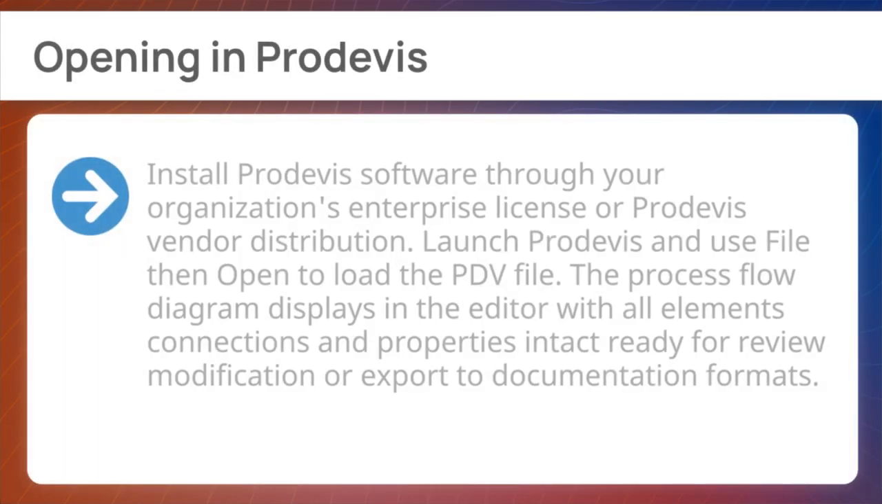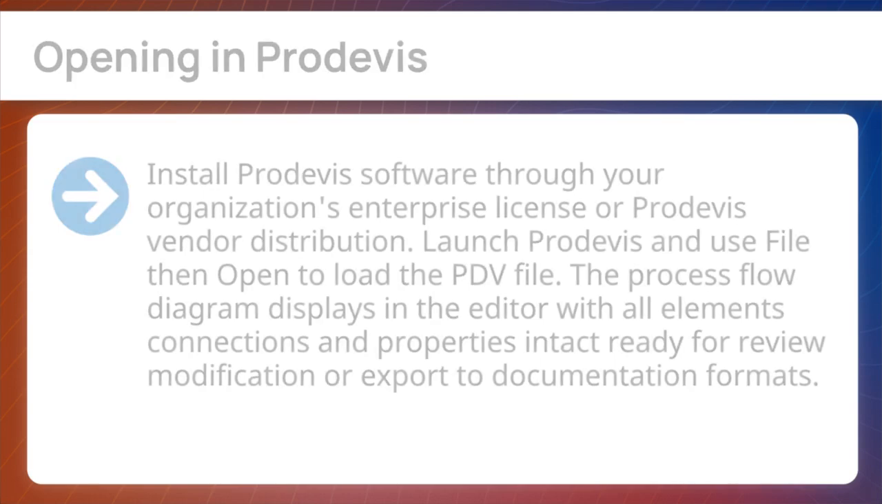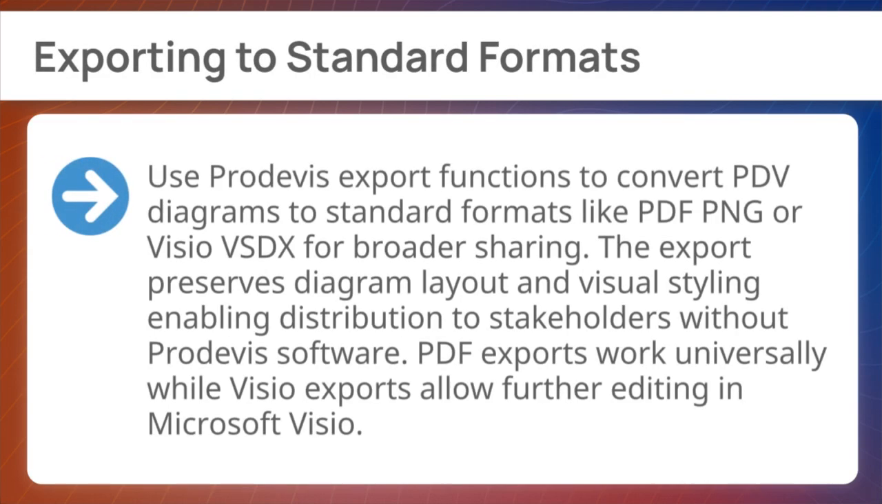First, opening in Prodevis. Install Prodevis software through your organization's enterprise license or Prodevis vendor distribution. Launch Prodevis and use File then Open to load the PDV file. The process flow diagram displays in the editor with all elements, connections, and properties intact, ready for review, modification, or export to documentation formats.